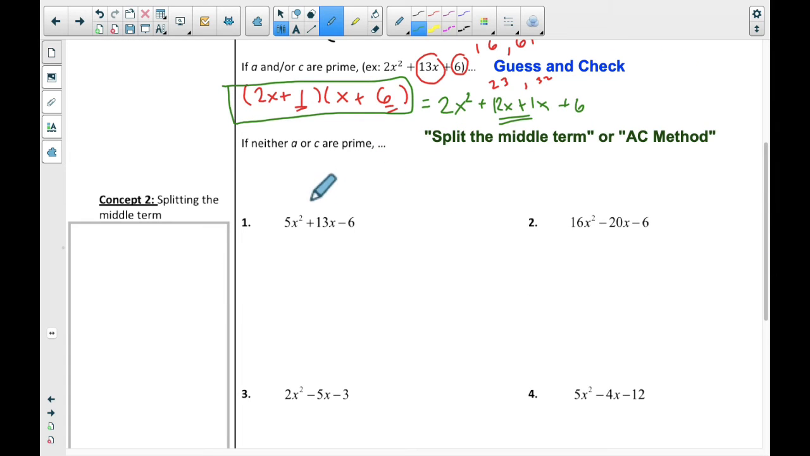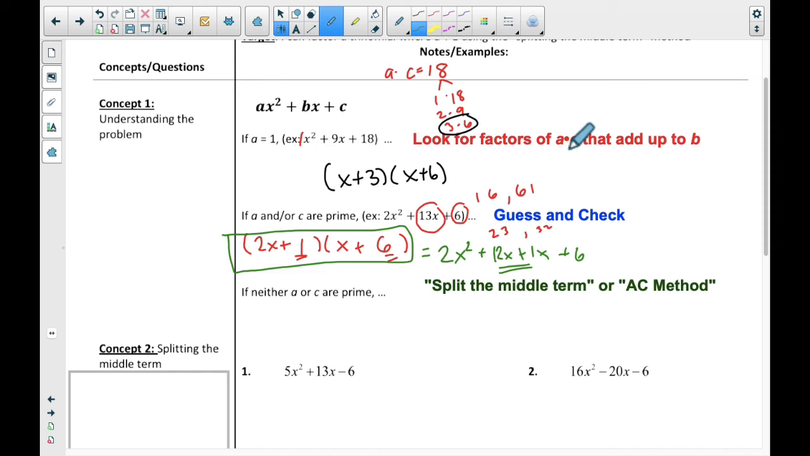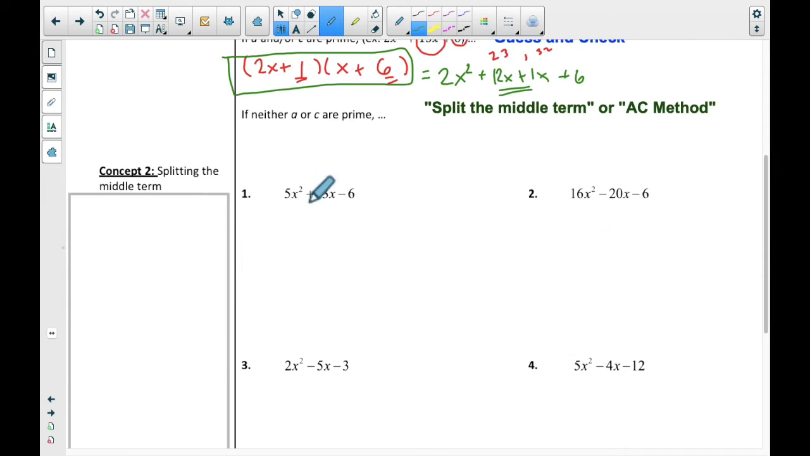The way we do the AC method is similar to this top example. We look for the factors of a times c that add up to b. So I'm going to start with that. I'm going to take a times c, which in this case is going to be 5 times negative 6, which is negative 30.